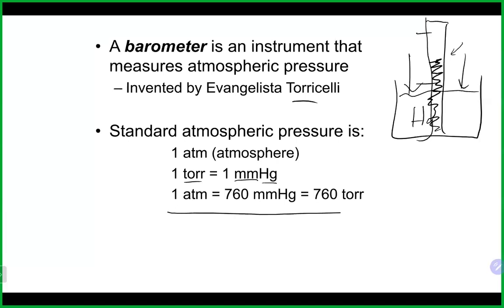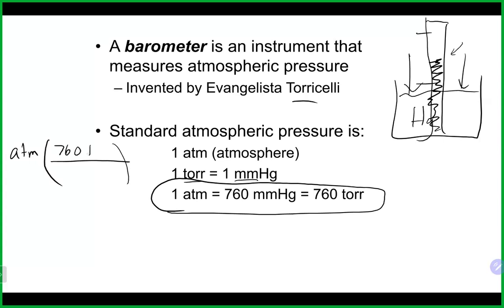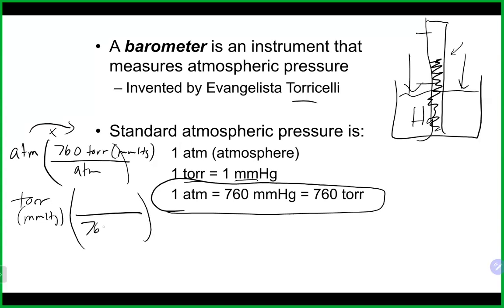The relationship between all three of those units is here. 1 atmosphere is equal to 760 millimeters of mercury and 760 torr. So 760 is your magic number to do the conversions. If you have atmospheres and you want millimeters of mercury or torr, you're going to multiply by the 760. Or if you have torr or millimeters of mercury, you're going to divide by the 760.